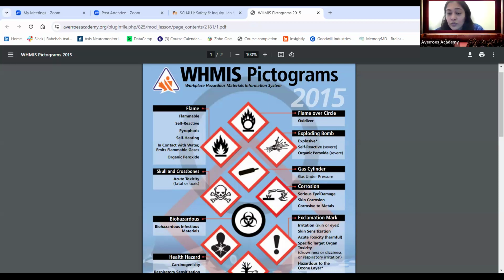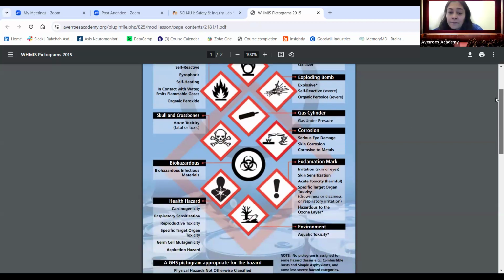And then you have corrosion, meaning that if this chemical is dropped on a piece of metal, then it can corrode that metal or eat it up, basically. And if it comes on your skin, that means it could basically destroy your skin and cause a lot of burn on it. And also, if you get that in your eye, then it could cause serious eye damage.